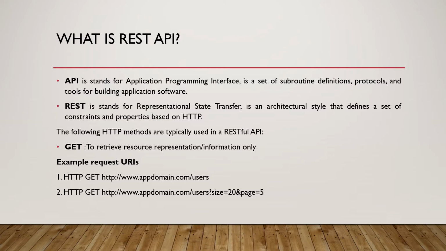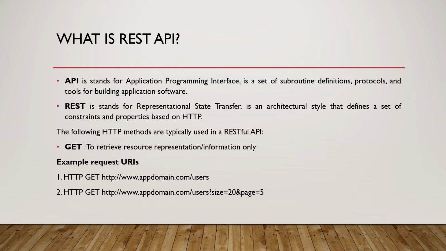Before going to set up the automation framework, we should know about the REST API. So what is REST API? API stands for Application Programming Interface. It is a set of subroutine definitions, protocols and tools for building application software. REST stands for Representational State Transfer. It is an architectural style that defines a set of constraints and properties based on HTTP.